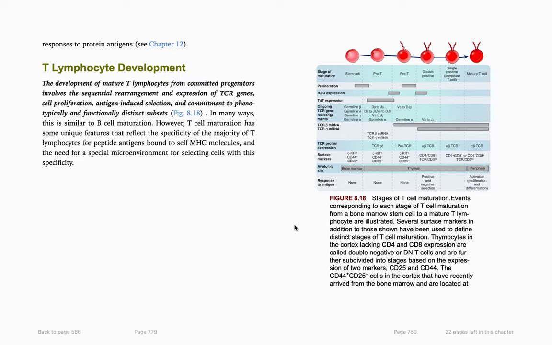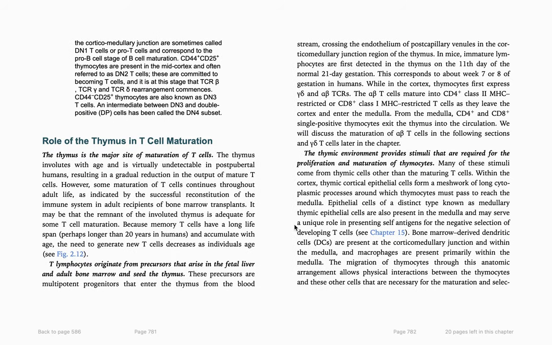Several surface markers in addition to those shown have been used to define distinct stages of T cell maturation. Lymphocytes in the cortex lacking CD4 and CD8 expression are called double negative or DN T cells and are further subdivided into stages based on the expression of the markers CD25 and CD44. The CD44 positive, CD25 negative cells in the cortex have recently arrived from bone marrow and are located at the corticomedullary junction. They are sometimes called DN1 T cells or pro T cells, and correspond to the pro B cell stage of B cell maturation.